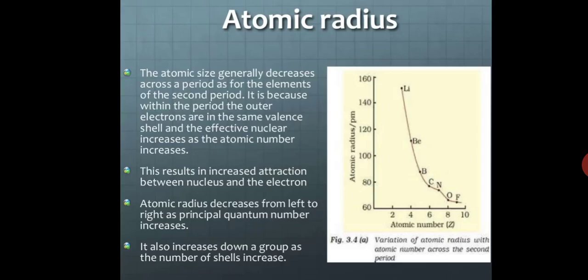In certain cases, you can see some curvature is there. That I will explain to you, why it is so. Why this particular curvature? Now, you can see the graph is not a smooth curve.